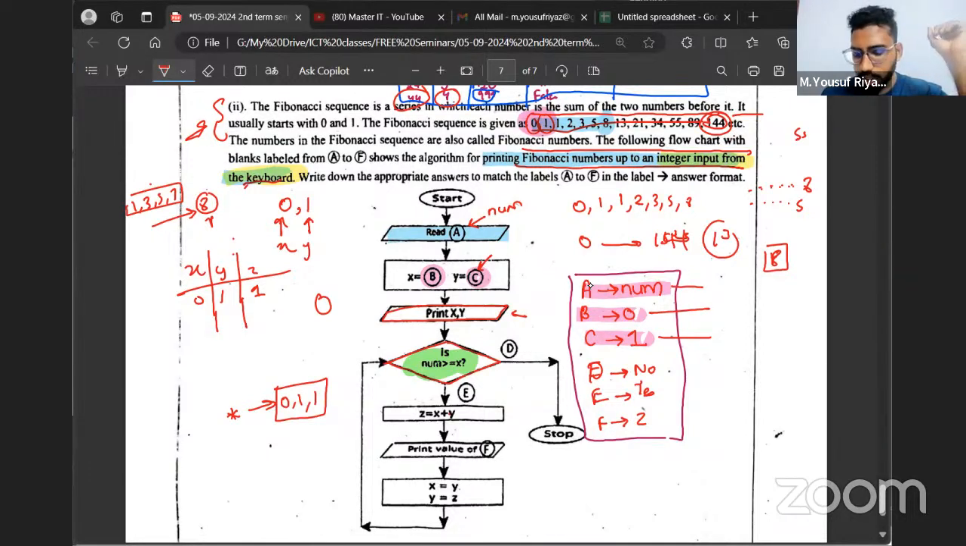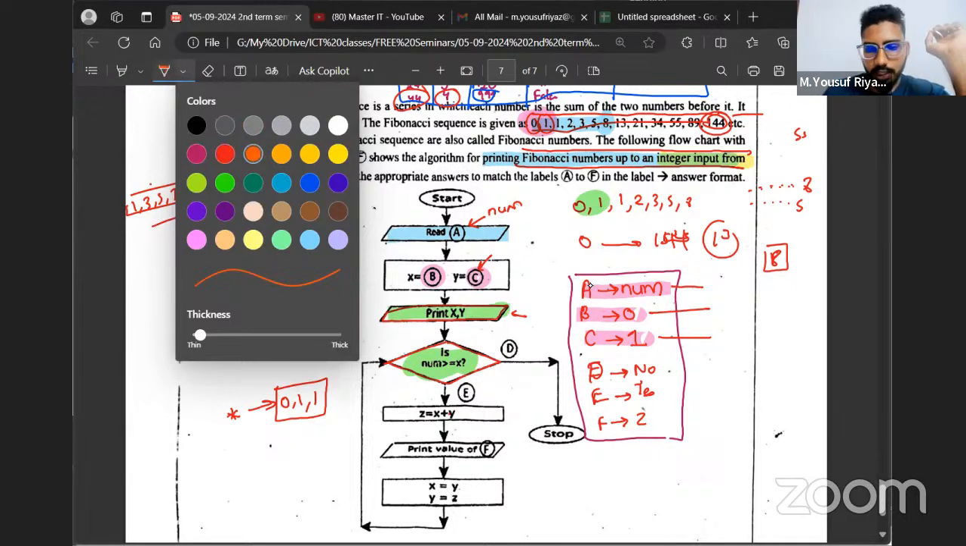How do you know X is equal to 0? The reason is because when I saw this statement, I saw here print X, Y. As per the Fibonacci sequence, the first two numbers in the Fibonacci sequence are 0 and 1. The Fibonacci sequence is something like this. If you don't understand the Fibonacci sequence, it's like this.